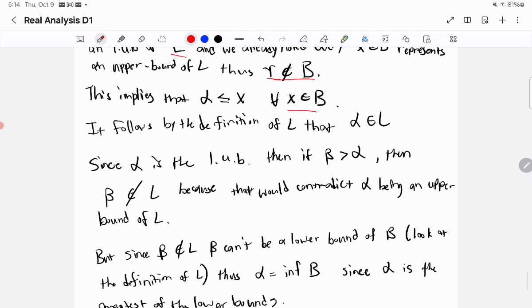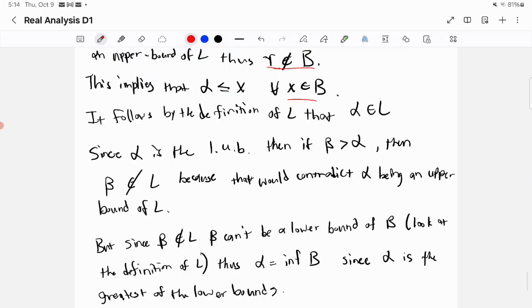So it's less than or equal to every value in the set B. Great. We already sort of knew this, but it follows based on all of these definitions that this has to be true. Alpha is smaller than every value in B. Now the next thing is it follows by the definition of L. So we defined L as being the set of upper bounds, that alpha has to be in L.